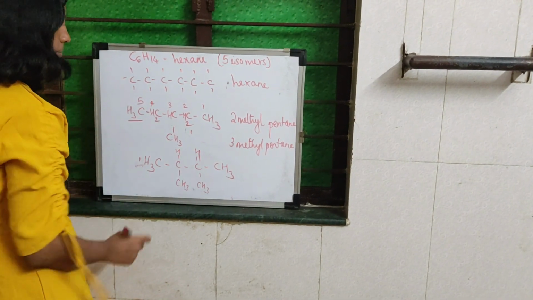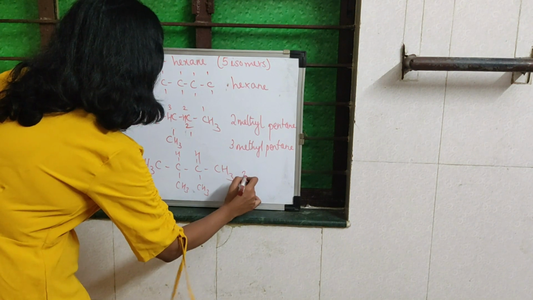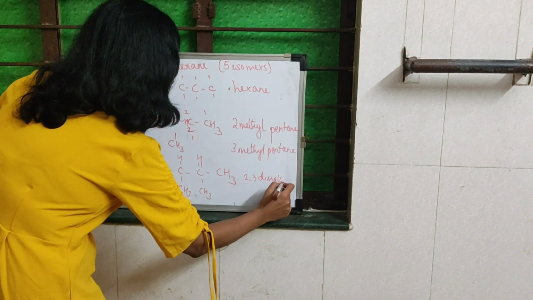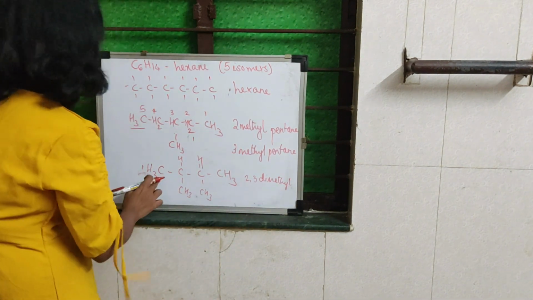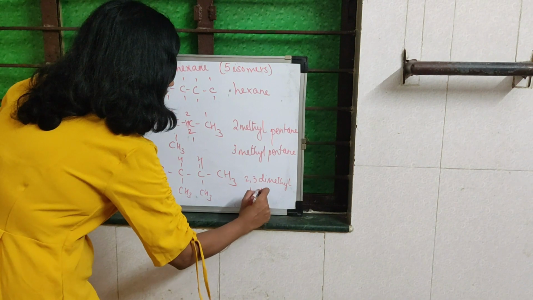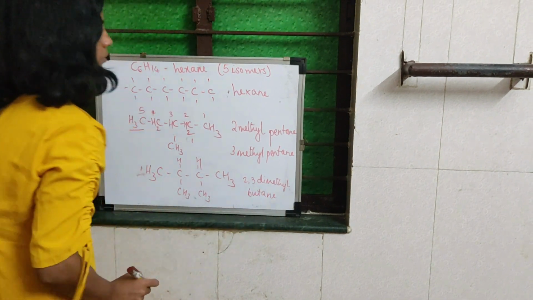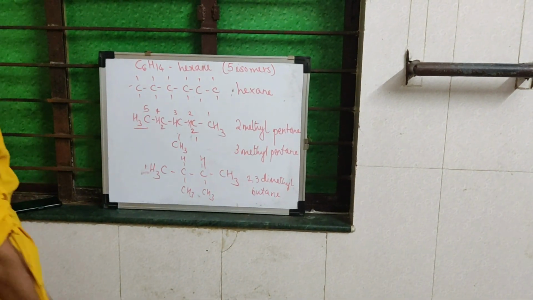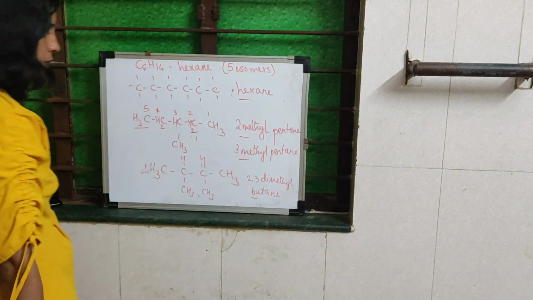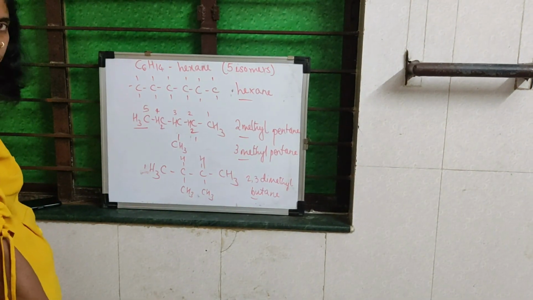So this compound is 2,3-dimethyl butane, 1, 2, 3 and 4. So now how many isomers we have made? 1, 2, 3 and 4. There is a possibility for one more isomer.